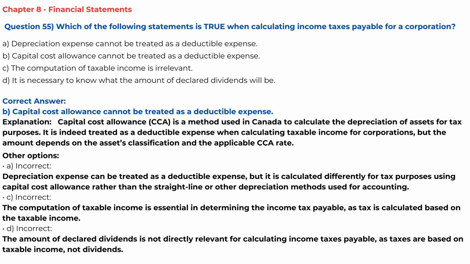Other options: A, incorrect. Depreciation expense can be treated as a deductible expense, but it is calculated differently for tax purposes using capital cost allowance rather than the straight line or other depreciation methods used for accounting. C, incorrect. The computation of taxable income is essential in determining the income tax payable, as tax is calculated based on the taxable income. D, incorrect. The amount of declared dividends is not directly relevant for calculating income taxes payable, as taxes are based on taxable income, not dividends.